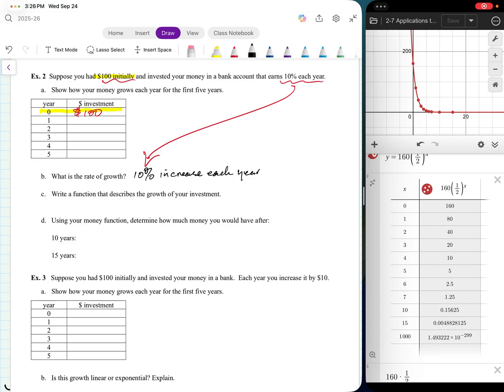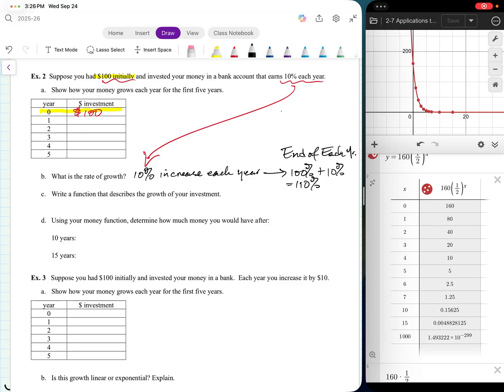Because of that, at the end of each year, you're going to have 100% of what you start with, plus the percentage increase, plus the 10%. So at the end of the first year, you're going to have 110%, or at the end of each year, you're going to have 110% of what you started with. And what we need to do is convert that to a decimal.